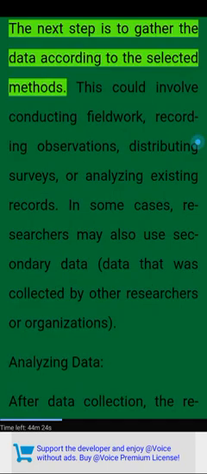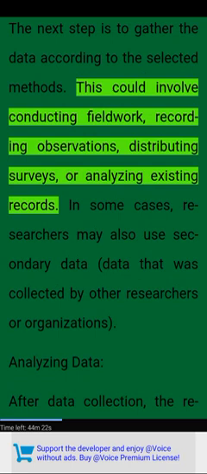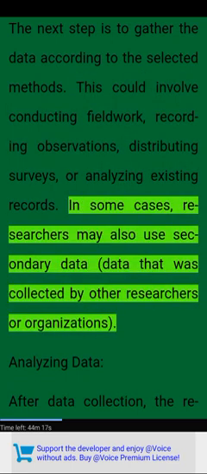Collecting data. The next step is to gather the data according to the selected methods. This can involve conducting fieldwork, recording observations, distributing surveys, or analyzing existing records. In some cases, researchers may also use secondary data that was collected by other researchers or organizations.